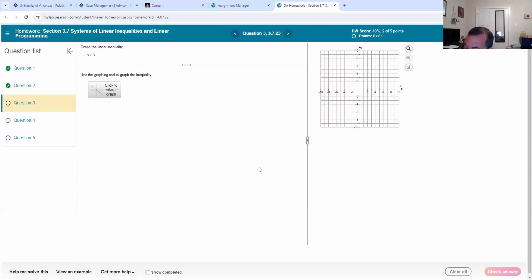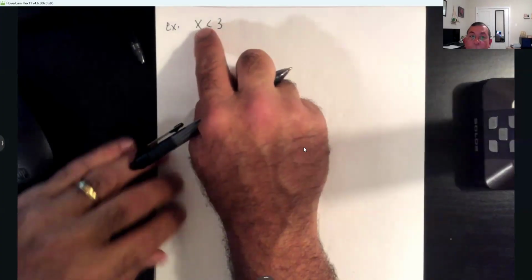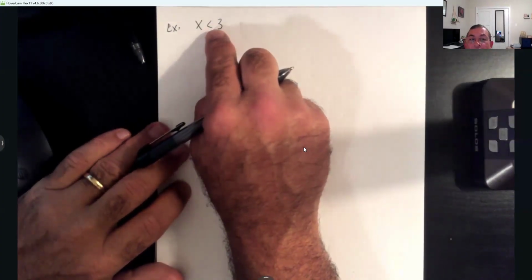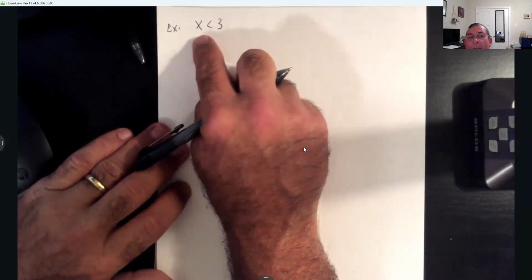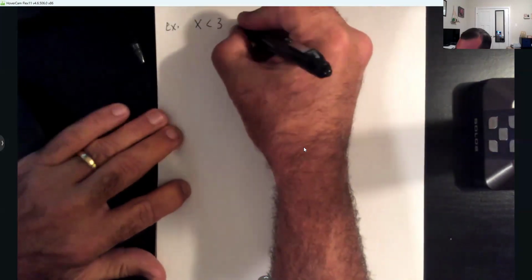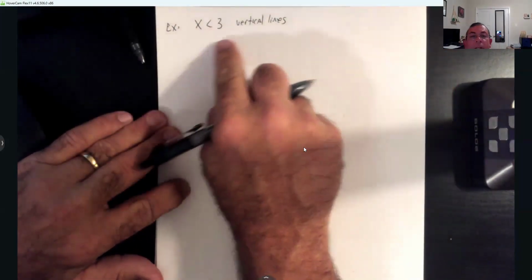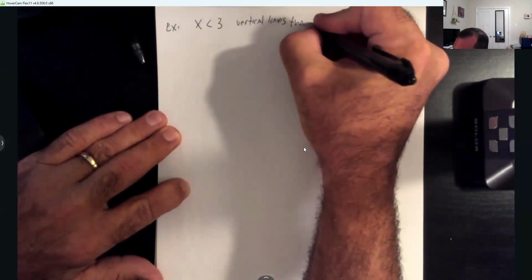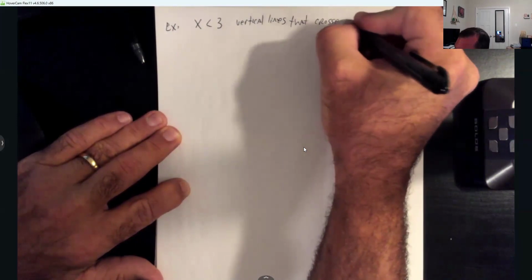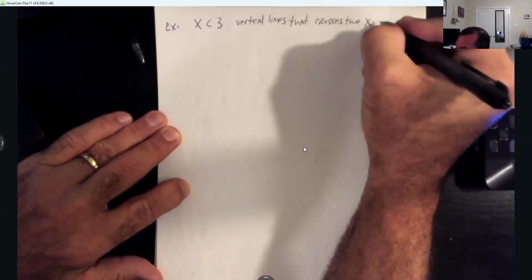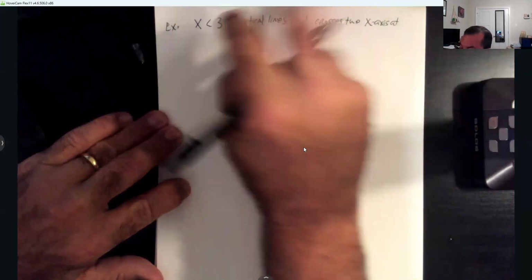All right, y'all, look at this one. X is less than 3. So let me work that a little bit. Now, I love these ones. When you got X is less than or greater than a number, or X equals a number, when X is the only variable, these are going to be vertical lines. So this is a vertical line that crosses the x-axis at 3.